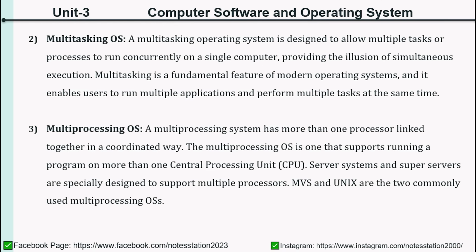Multiprocessing OS. A multiprocessing system has more than one processor linked together in a coordinated way. The multiprocessing OS is one that supports running a program on more than one central processing unit, CPU. Server systems and superservers are specially designed to support multiple processors. MVS and Unix are the two commonly used multiprocessing OS.